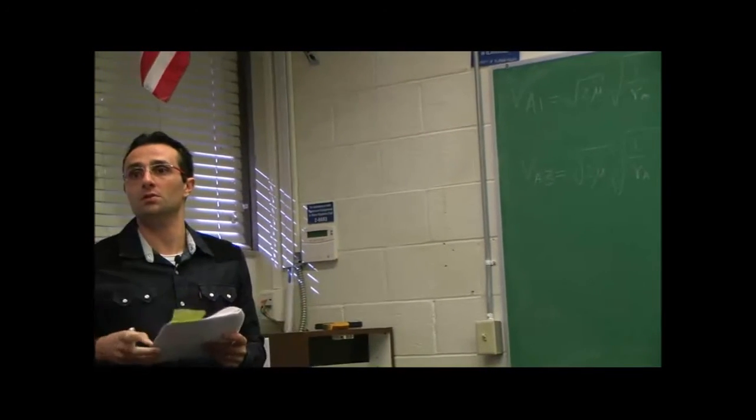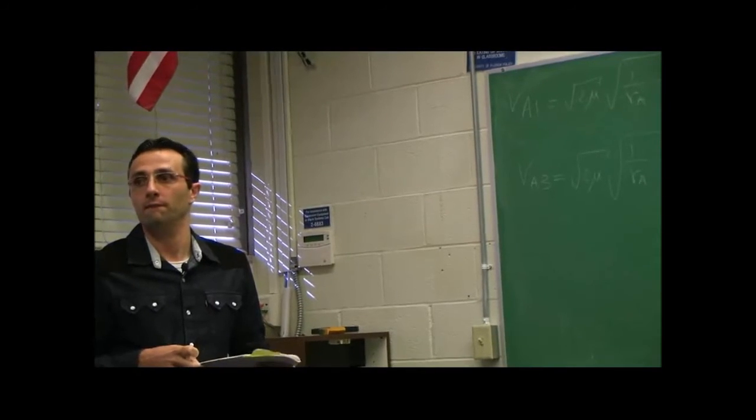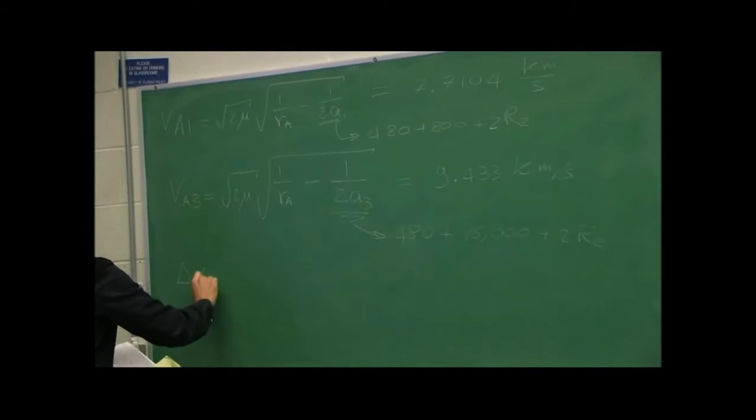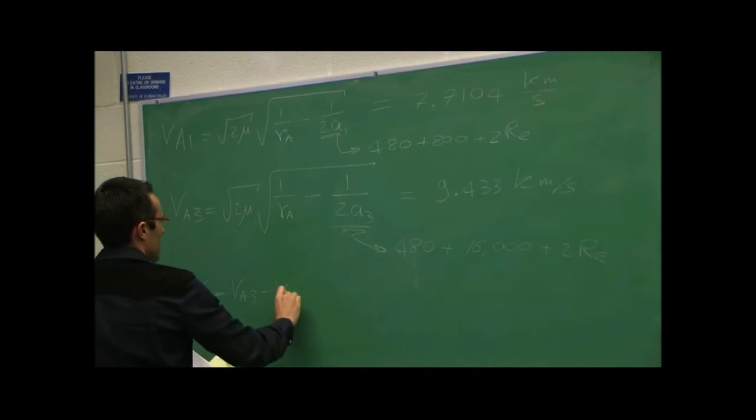Guys, stop me if you have any questions. This is basic theory we need to understand. No questions? Okay. So the first delta V in point A is VA3 minus VA1.